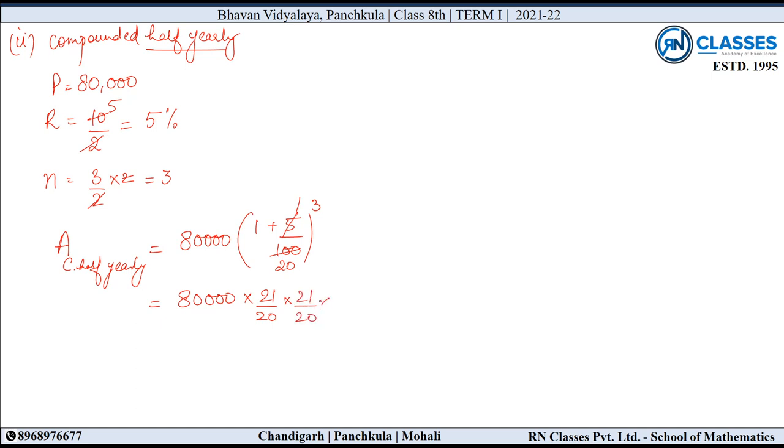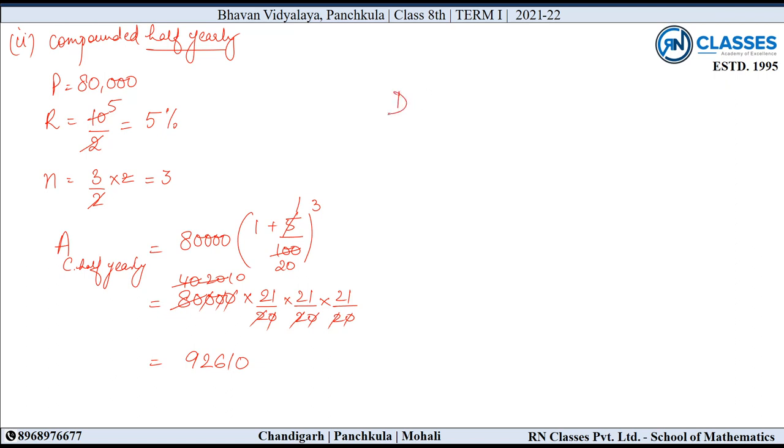20 plus 1, 21 by 20 and 21 by 20, right? Zeros, zeros, zeros. So 2, 40, 2, 20, and 2, 10. Now, 10 into 21 into 21 into 21. 21 cube is 9261. Sabko pata hai. And 10 से मल्टीप्लाइड था तो 92610. That's it. So आपका सेकेंड पार्ट भी आ गया.